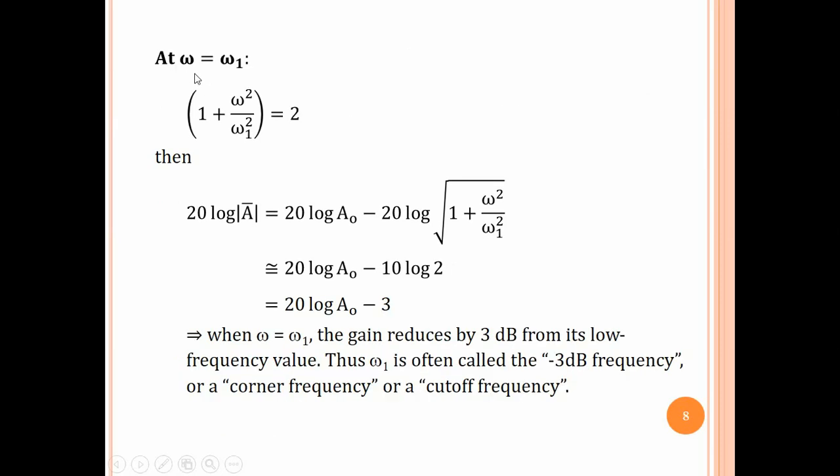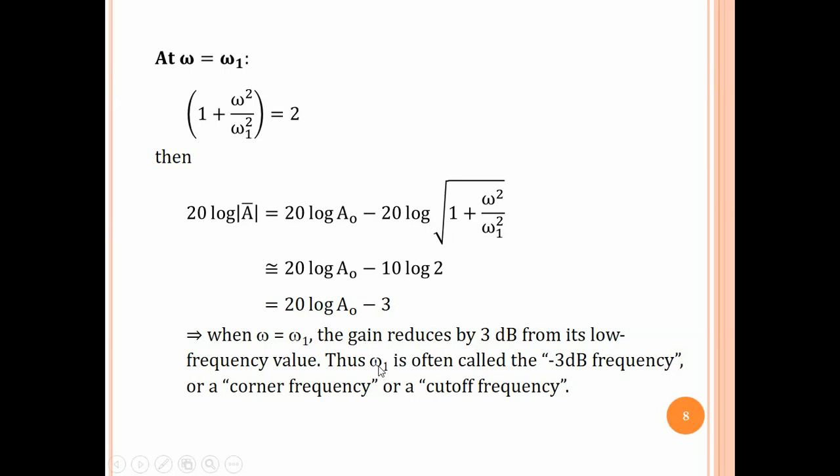Now let's look at what happens when omega is equal to omega 1. Then of course this is 1 plus 1, so that is 2. We substitute that here, so this is the square root of 2, which gives 10 log of 2. And 10 log of 2 turns out to be 3.03, so it is almost always written as 3. So what this is telling us is that at omega equal to omega 1, the voltage gain, which was 20 log A0 at low frequencies, drops by 3 dB. So the frequency omega 1 for this transfer function is often called the minus 3 dB frequency, because at this frequency the voltage gain has reduced by 3 dB from its low frequency value.